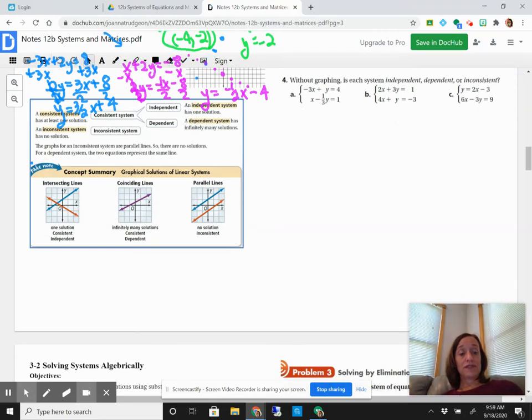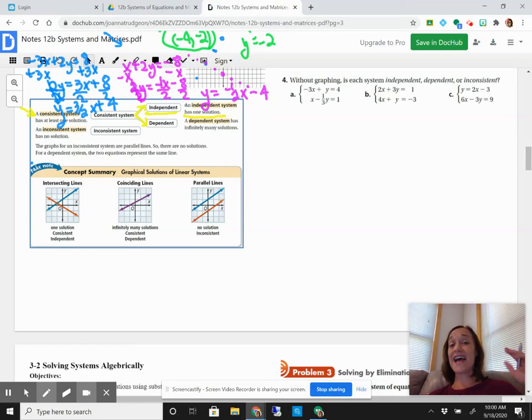Okay, going through some of these definitions now. So a consistent system has at least one solution. So like this one we just did, that was consistent. And then branching off from consistent, it's either independent, meaning it has one solution, just like the one above. That is a consistent system because it has a solution and it actually only has one solution, so it's independent.